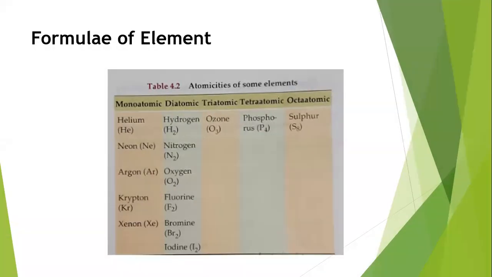So here are some formulae of elements, like the molecules of noble gases. Examples are helium, neon, argon, which contain only one atom of the element. Hence, the molecules of these elements are represented as He, Ne, and Ar. These gases are said to be monoatomic.